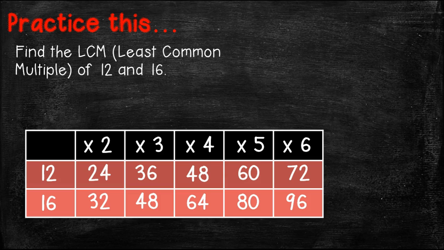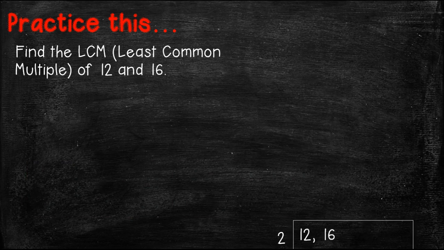Well, if you do the tables or the multiplying by the multiples, then this is what your table would look like. You do 12 times 2, which is 24, 12 times 3, which is 36. So all these numbers are your multiples of 12, and all these numbers are your multiples of 16. So then we have to look and see what numbers do they have in common, and what is the lowest number that they have in common. Well, 48 would be the least common multiple of 12 and 16.